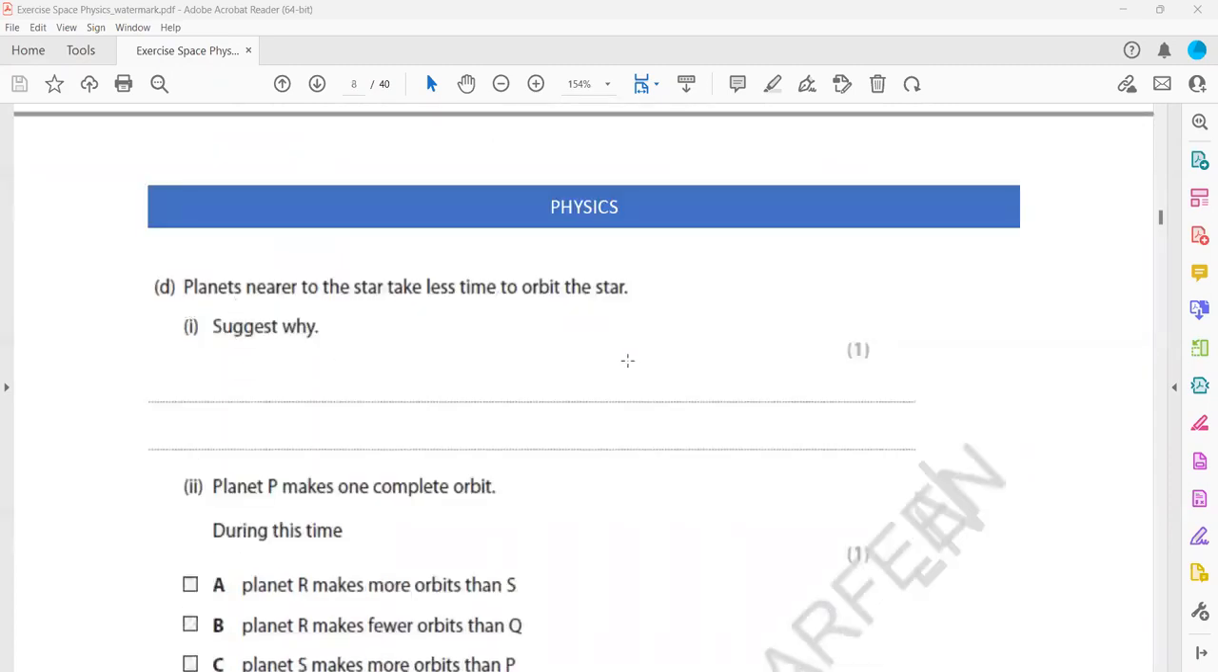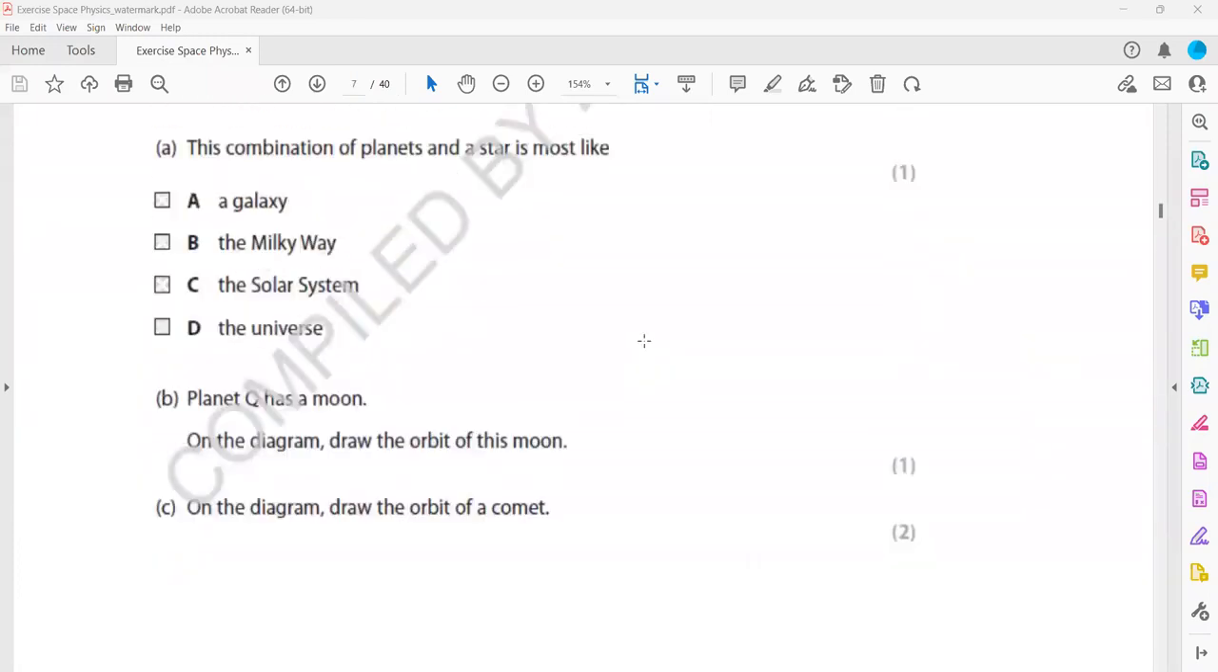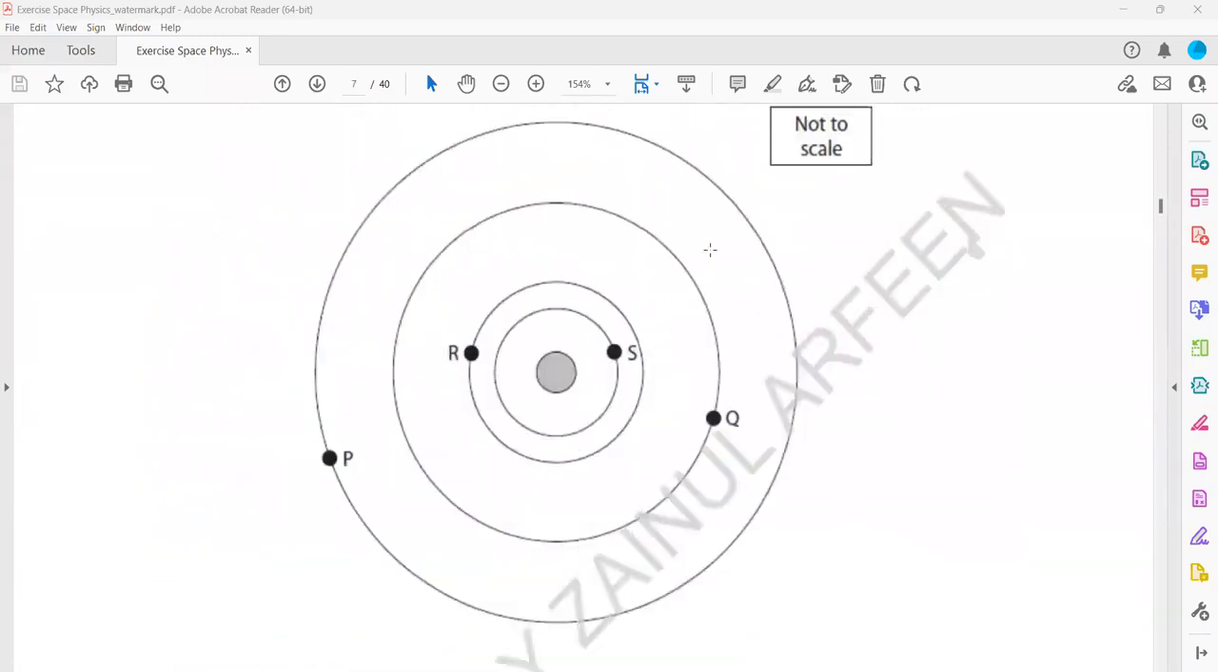Planets near to the star take less time to orbit the star. Which planet will take a shorter time to move around the star? S. So S will take a shorter time, and suggest a reason for that: it will have low potential energy and greater kinetic energy, so it will move faster. Because it is closer, the potential is low so the kinetic is high, or being closer, it covers a shorter distance.